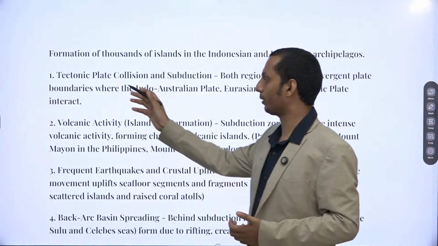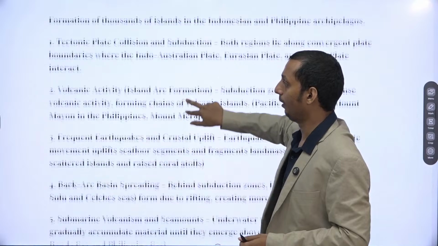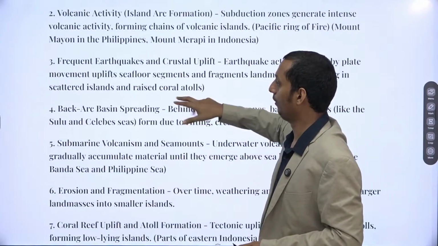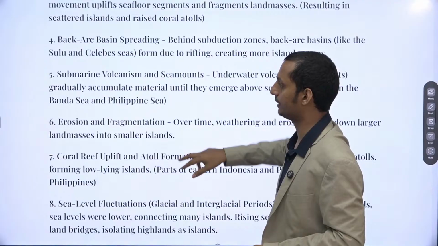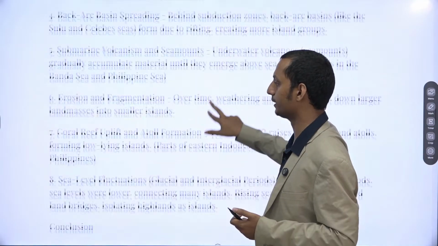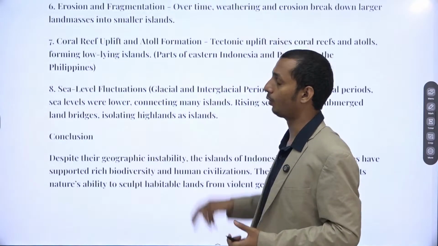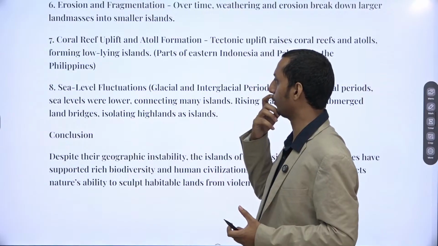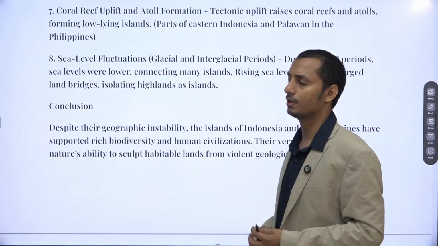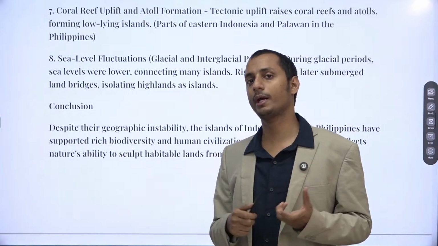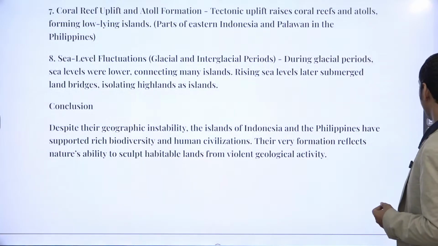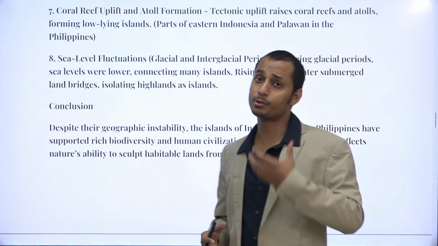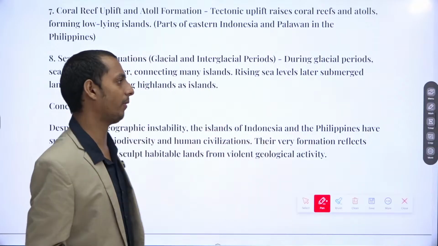Basically, due to tectonic plate collision and subduction, volcanic activity, frequent earthquakes, back-arc basin spreading, submarine volcanism and seamounts, erosion and fragmentation, coral reefs, uplift and atoll formation, sea level fluctuations. Try to introduce at least 7 to 8 points regarding the same. And in the conclusion, try to introduce some level 2 model of conclusion, or try to innovate yourself here. Don't just provide a random conclusion.